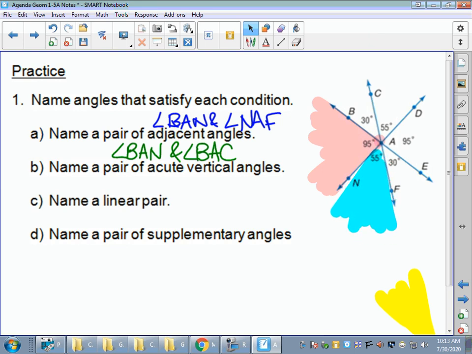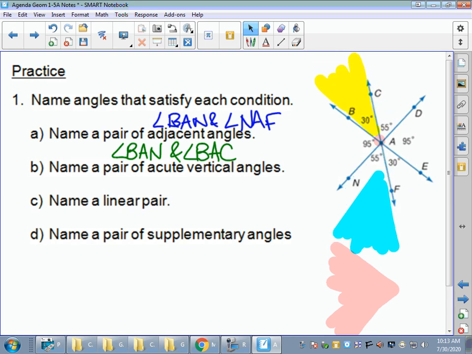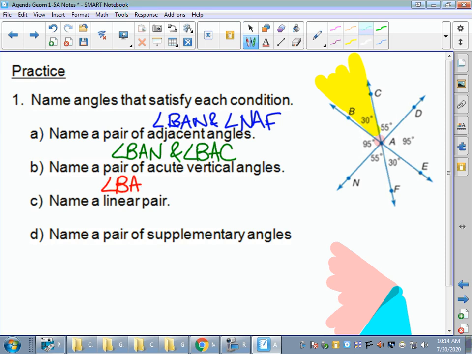All right, next up, name a pair of acute vertical angles. So we already know that acute is less than 90 degrees. Vertical are the ones that are formed straight across from each other by two intersecting lines. So I'm going to take angle BAN off for a second. Actually, I'll put this angle back up there. Angle BAC, I want to start off with that one. So angle BAC has a vertical angle. BAC is acute. Its vertical angle is also acute. It's formed by two intersecting lines.